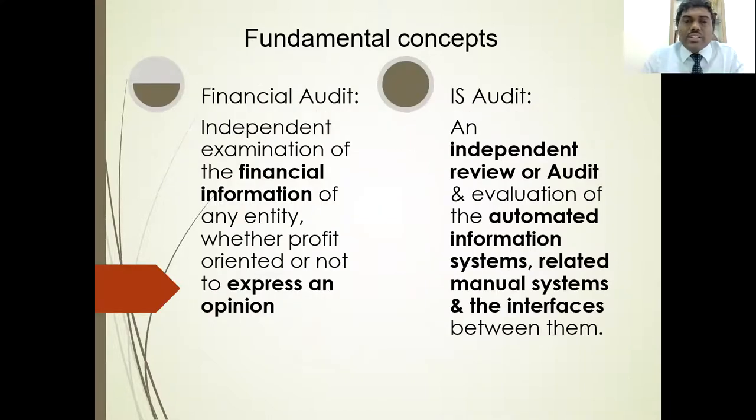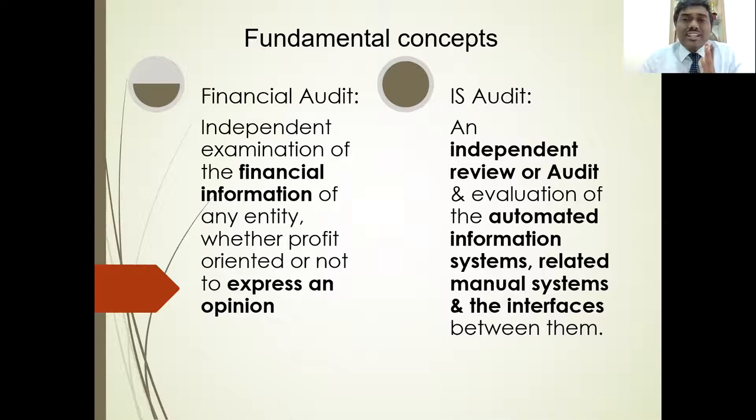Now let's also understand that in a financial audit, the focus is on the financial information to express an opinion. In an IS audit also, there is an expression of opinion, but it's an independent review and an evaluation of the controls and the information systems. It can also relate to manual systems and interfaces, please be aware of that. It can cover the entire technology environment. In a financial audit, the scope is given under the law. Which law? The Income Tax Act, the statutory Companies Act, or, let us say, RBI regulations.